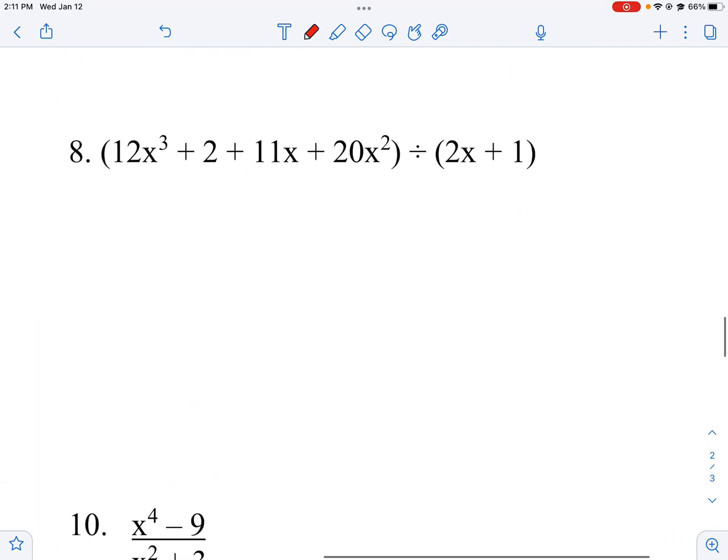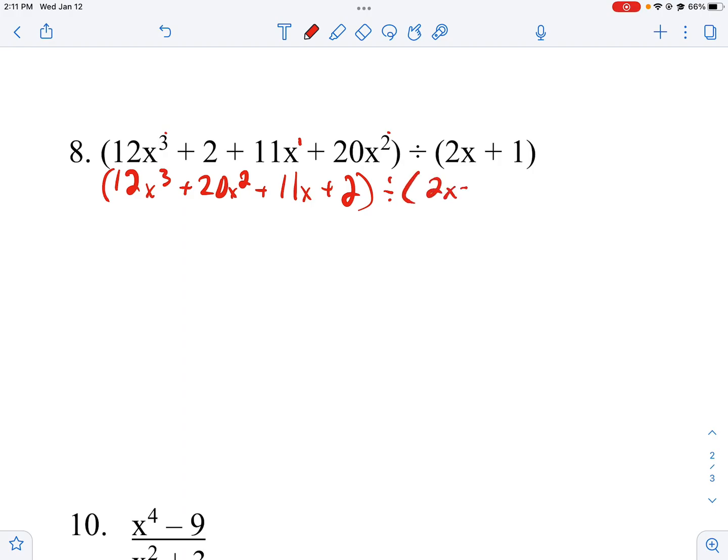Okay. Now let's go look at number 8. Number 8 is a little funky. It needs to be descending order of exponents, and everybody needs to be there. Right now they're not descending because x to the third's here, and then there's x squared, and then there's x to the first, and then that's x to the 0. So we need to put them in the right order. So 12x to the third plus 20x squared, that's 2. That's really gross. 20x squared plus 11x plus 2, all being divided by 2x plus 1.